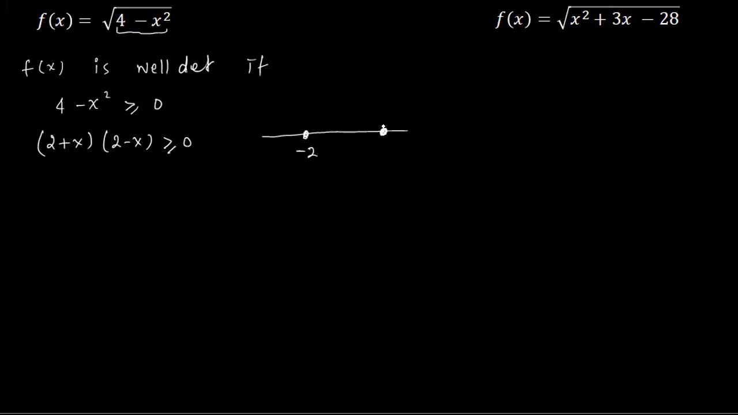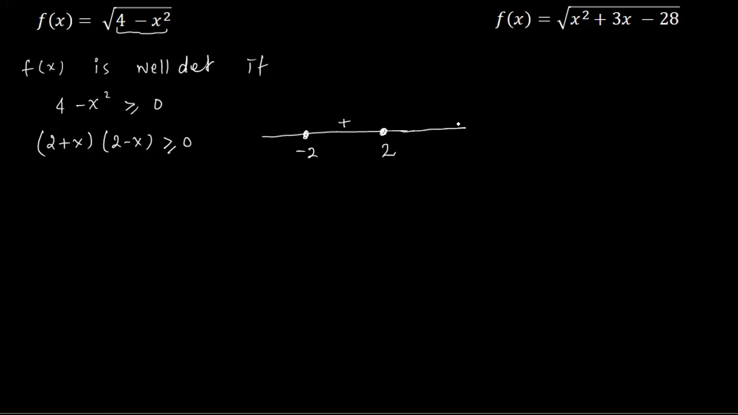Here we have 2. At -2 and 2, we get 0, which is fine. If we put any number that lies between -2 and 2, for example, if we put 0, then we get 4, which is more than 0. So our function is positive if we choose any number that lies between -2 and 2.